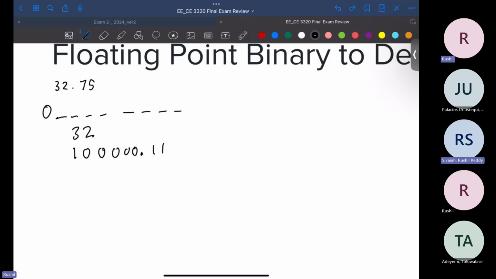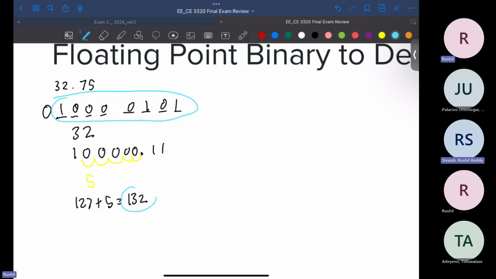Yeah, so now we're gonna move our decimal point over. So 1 2 3 4 5. So we move 5. So 5 in binary is 101. So we'll add the 0 here. So we do 127 plus 5, which equals 132. So that's just 132. Oh, okay. I see. So that's our exponent, yeah.